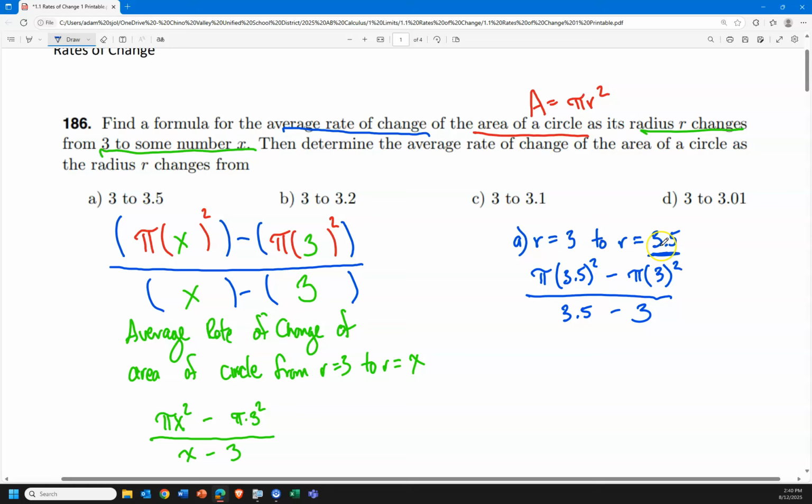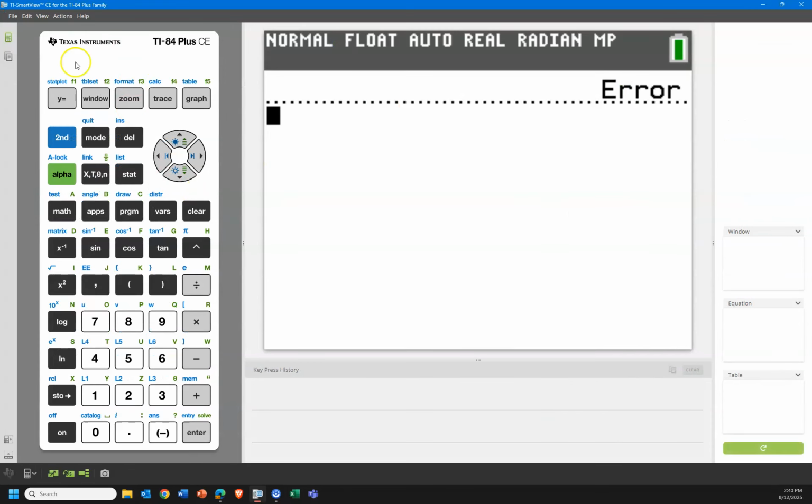I've labeled 3 and 3.5, and it's, to me, very clear those go together. Okay, calculator's ready to go. Error. So, I realize I'm going to be typing the same thing in a few times.